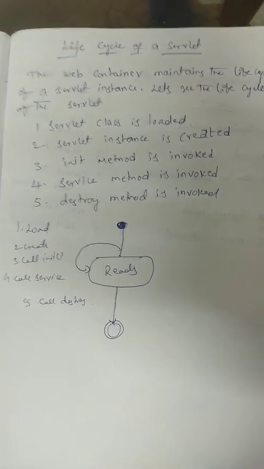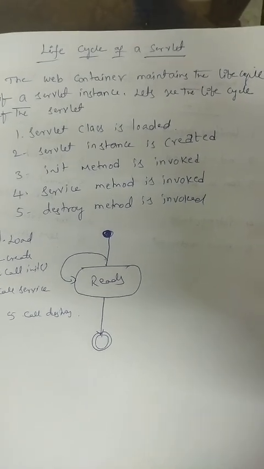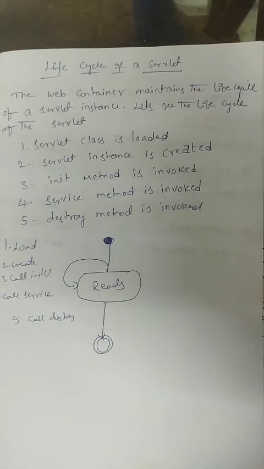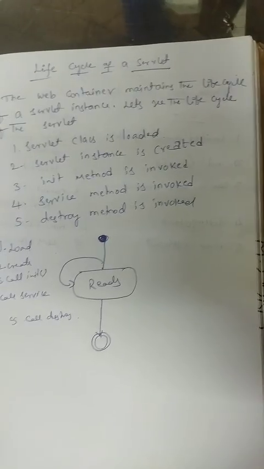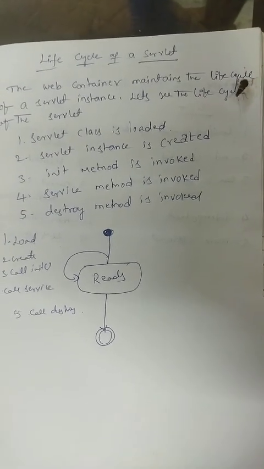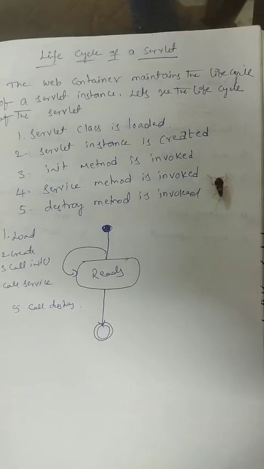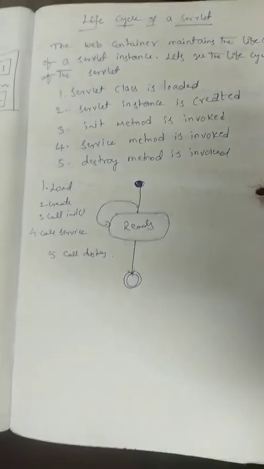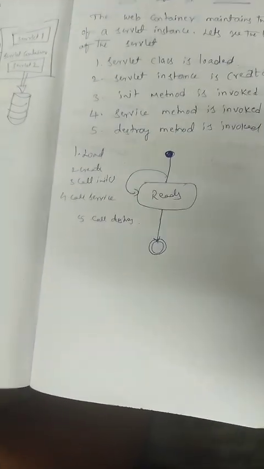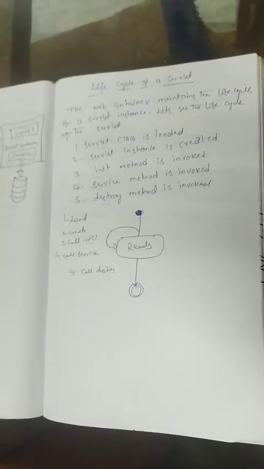Last one is destroy method is invoked. The web container calls the destroy method before removing the servlet instance from the service. It gives the servlet an opportunity to clean up any resource, for example memory, thread, etc. The syntax of the destroy method is public void destroy.